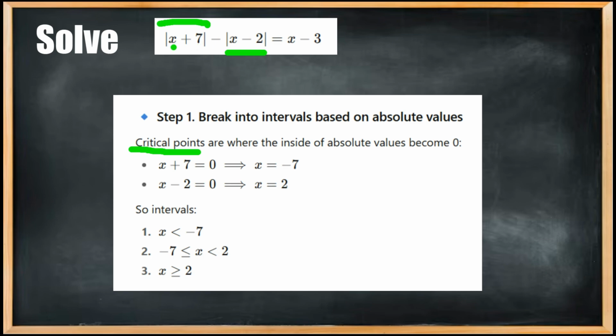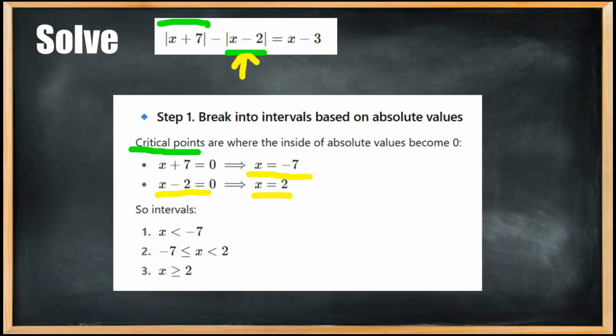So in this case, x plus 7 becomes 0, which means x is equal to minus 7. So this is a critical value, a critical point, I mean. So x equal to minus 7 is one critical point. Now we have to consider the equation number 2. In equation number 2, x minus 2 equals 0. So the second critical point which we get is x equal to 2.